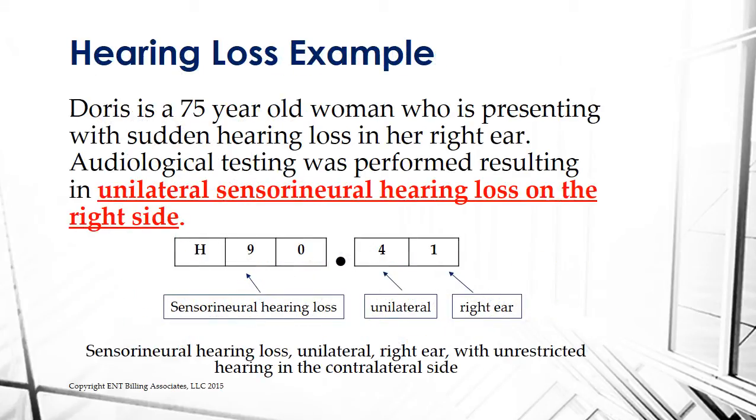So now we have our hearing loss example. In this example, we have Doris, who is a 75-year-old woman who is presenting with sudden hearing loss in her right ear. Her audiological tests show unilateral sensorineural hearing loss on the right side. As denoted in the previous slide, this is good documentation because it displays the type of hearing loss and the laterality.